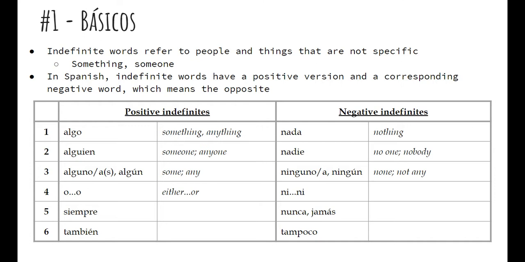We have o, which is either or, and ni, which is neither nor. We have siempre, which means always, and nunca and jamás, which both mean never, as its negative. Then we have también, which means also or too, and tampoco, its negative, which is neither or not either. Now, what does all that mean?